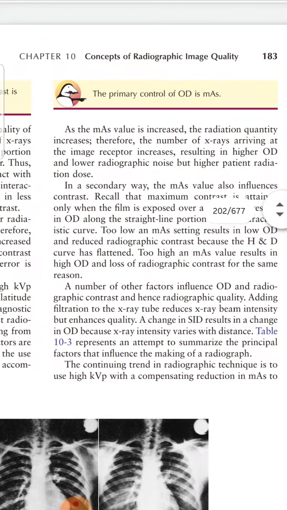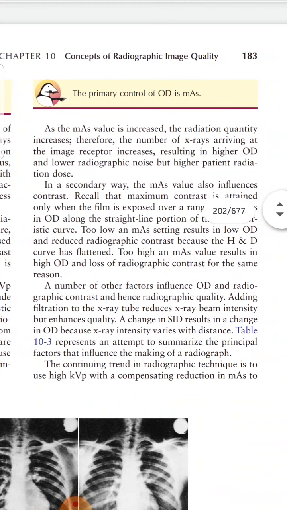And the primary control of optical density is your MAS. So the primary control of your radiographic contrast is the KVP, while the primary control of the optical density is the MAS. As the MAS value is increased, the radiation quantity increases. Therefore, the number of X-rays arriving at the image receptor will also increase, resulting in higher optical density and lower radiographic noise but higher patient radiation dose.